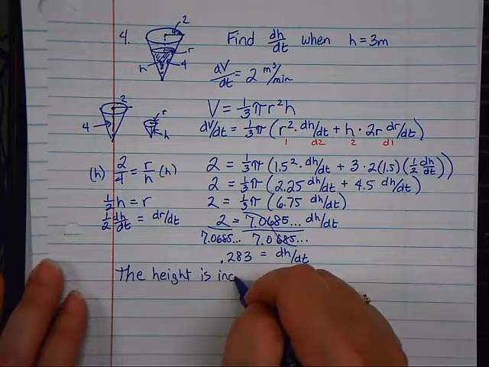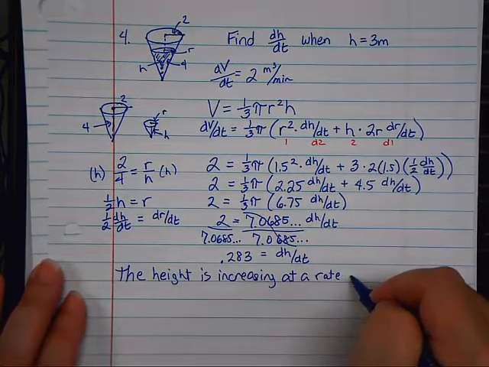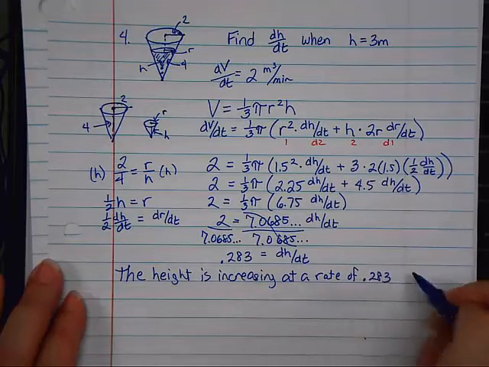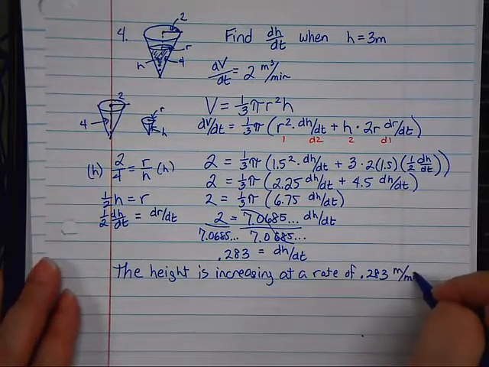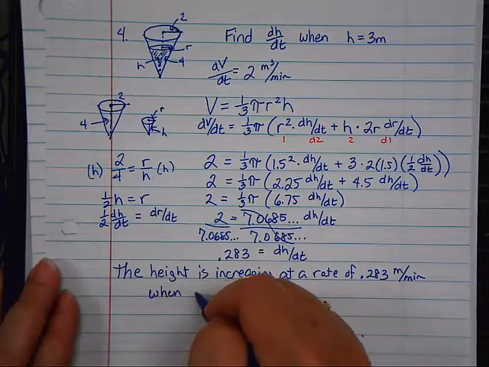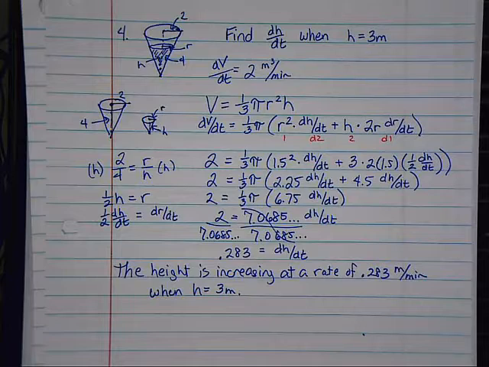Okay, so the height is increasing because it's positive at a rate of 0.283. Now, since I didn't label it up here, I've got to label it for sure in here. What's it going to be? Meters per minute when the h is 3 meters. Okay. That's probably the hardest related rates problem you're going to do. Eventually, yes. 5 is not that hard. I'm telling you right now.